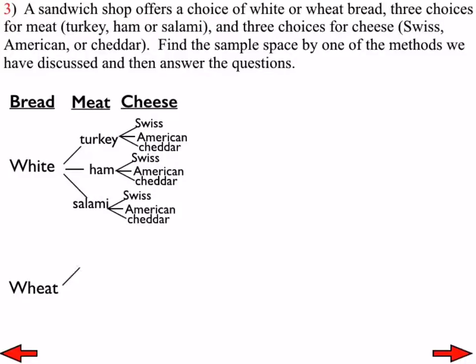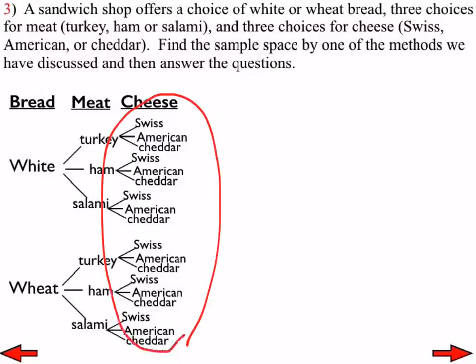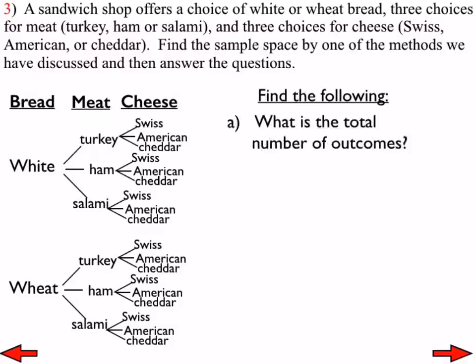And then it will work just like that for wheat bread. Wheat bread can come with turkey or ham or salami, and then on each of those, each of the 3 different cheeses. And so once you do that, if you didn't use the fundamental counting principle, you should have seen right here that you have 18 total possible outcomes. But what we're interested in is the probability. Let me go ahead and answer the first question.